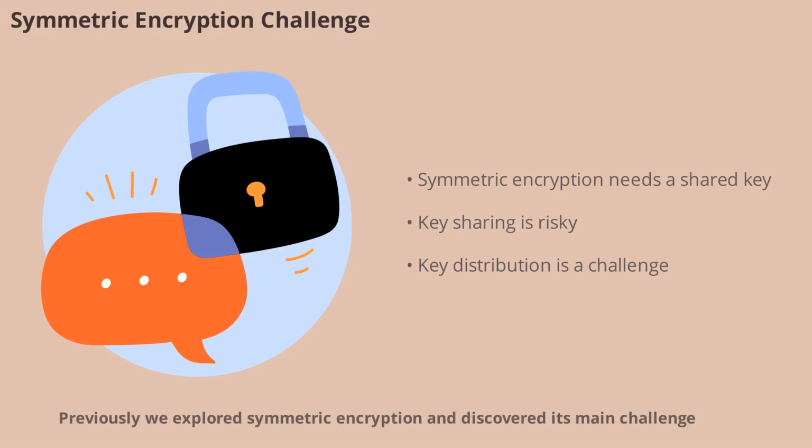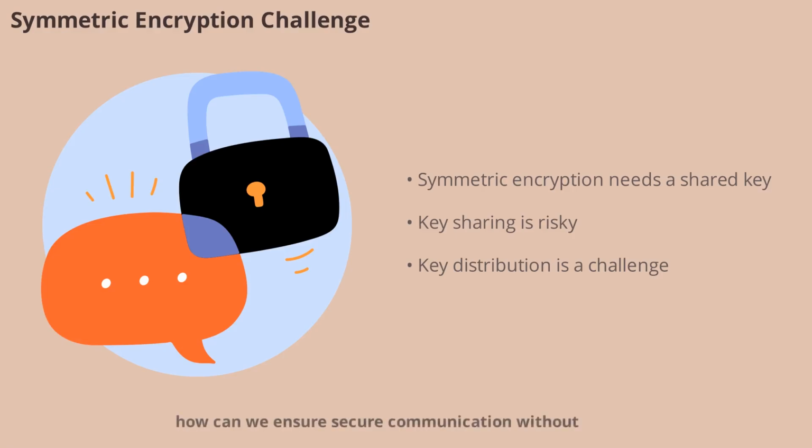Previously, we explored symmetric encryption and discovered its main challenge. How do you safely share the secret key? If someone intercepts the key during transmission, the entire system is compromised. This key distribution problem has long been a major hurdle in cryptography, especially as networks grew larger and more complex. So, how can we ensure secure communication without risking the exposure of our secret key? This is where a new approach comes into play, setting the stage for a more secure solution.